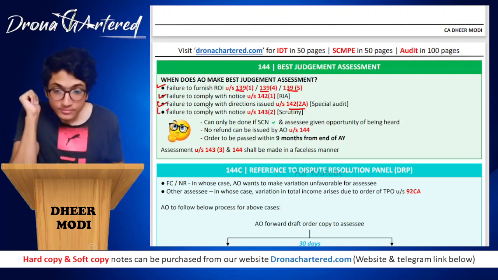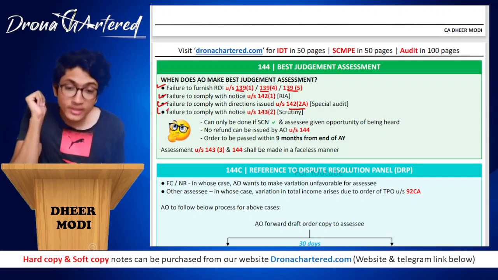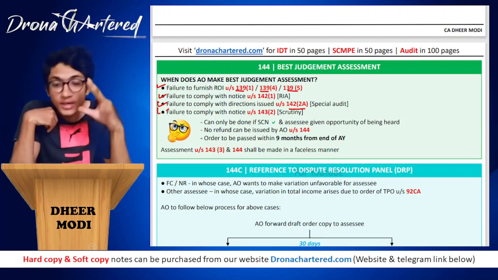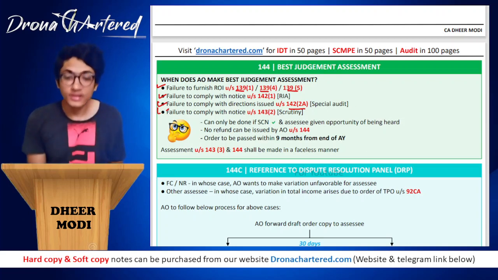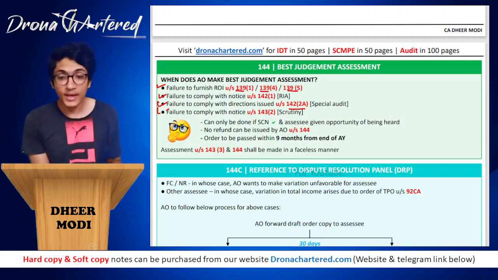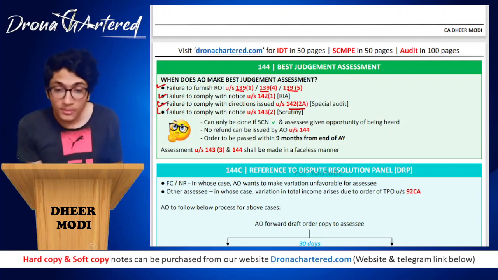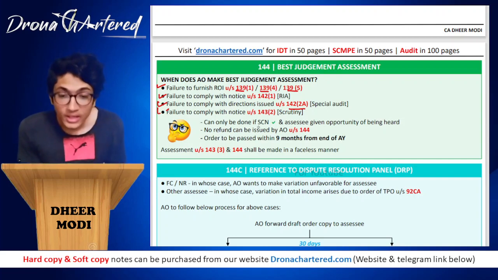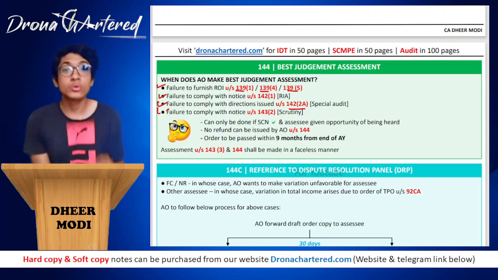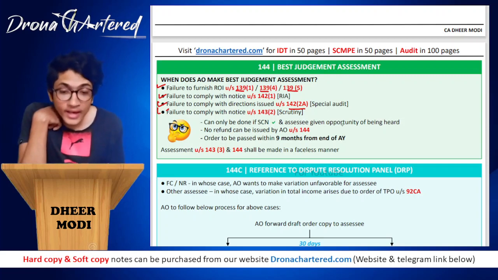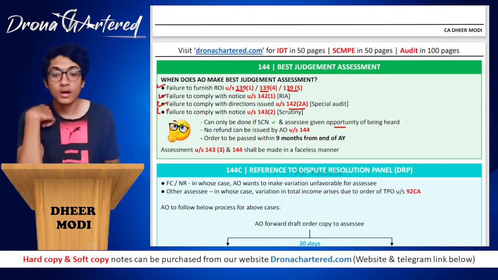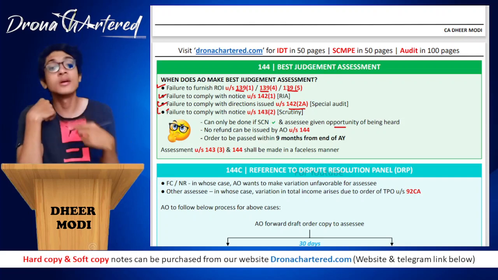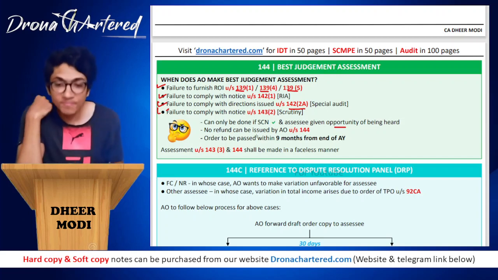And next, failure to comply with notice under section 143 2. That means if they had issued a notice for scrutiny, and in such a case you did not comply with that direction, your best judgment assessment will happen. Now some points to remember: your best judgment assessment can only be done if a show cause notice has been given and the assessee has been given an opportunity to be heard. So first of all, a show cause notice should be given and the assessee should be given an opportunity of being heard as to why best judgment assessment should not happen.